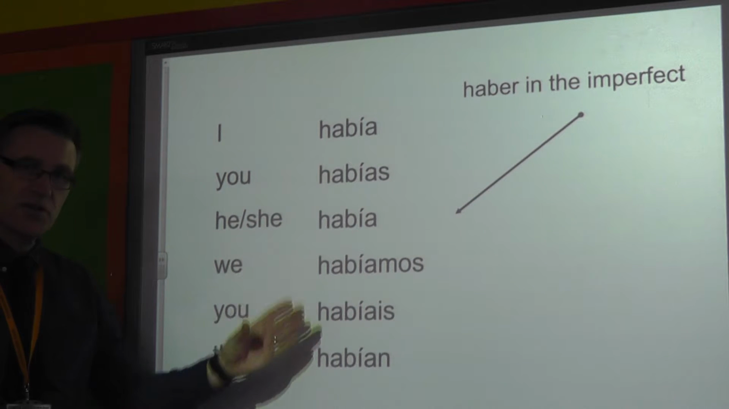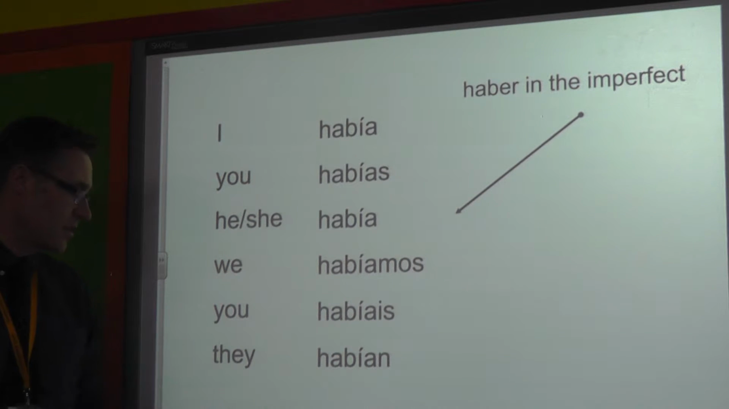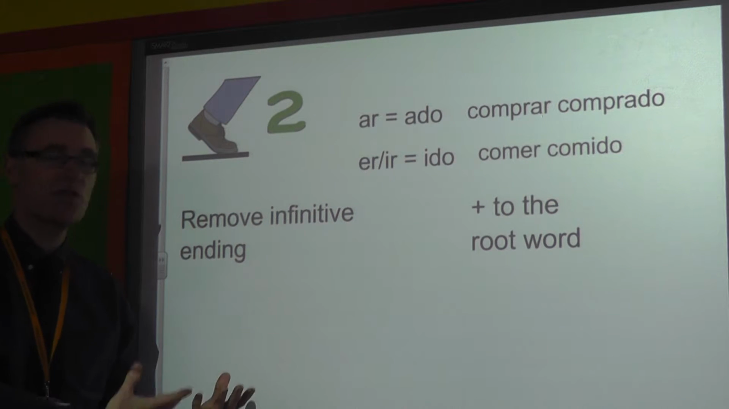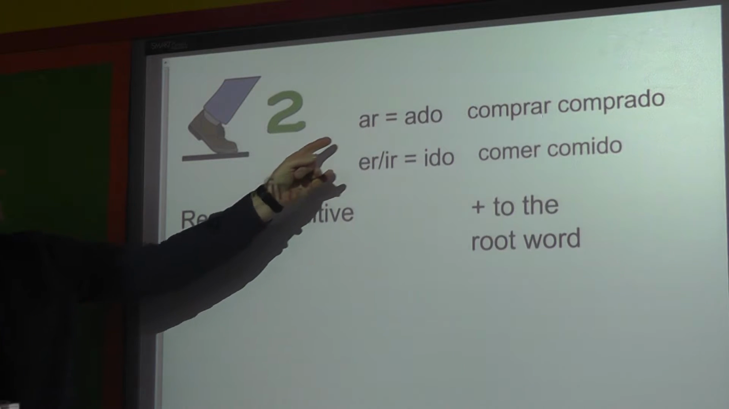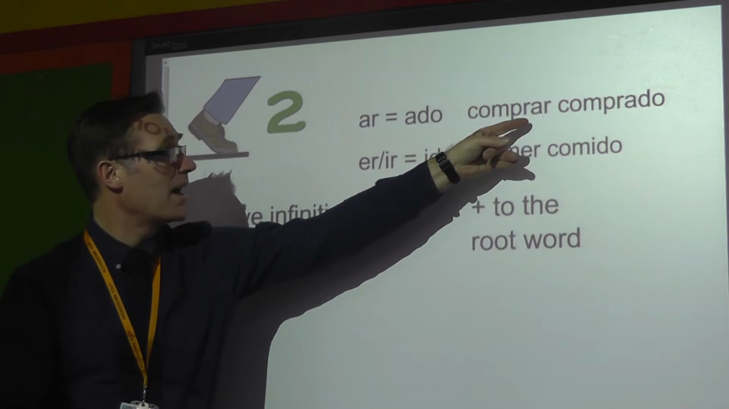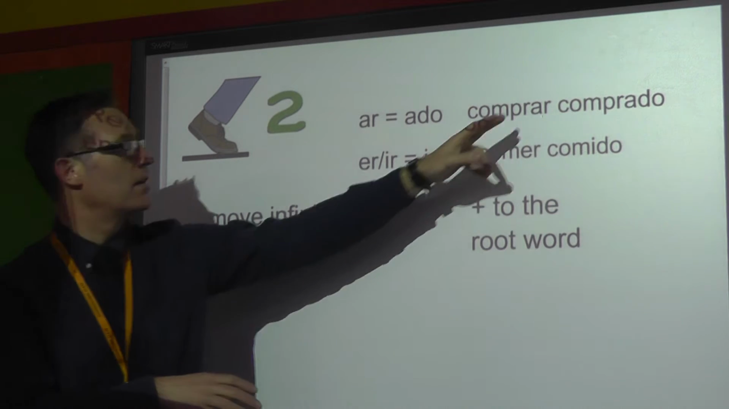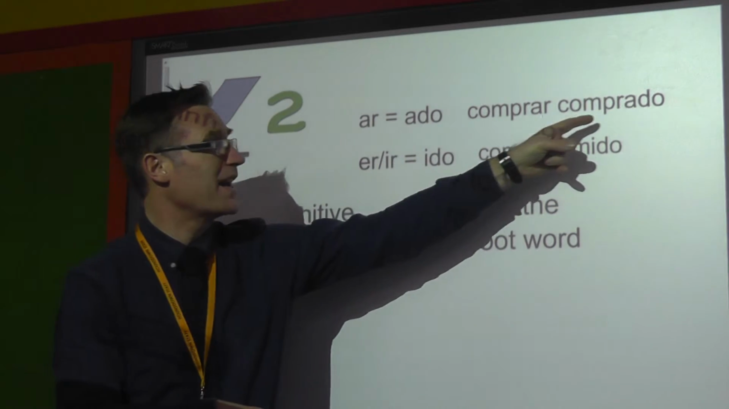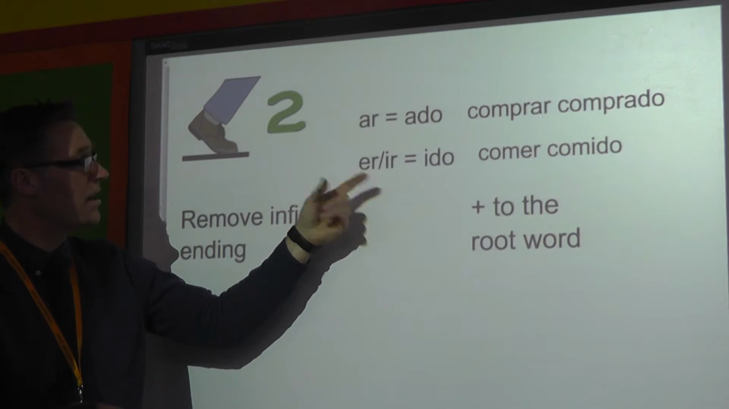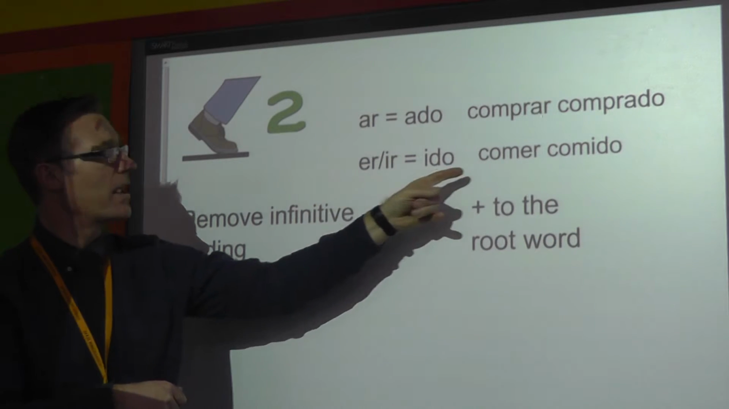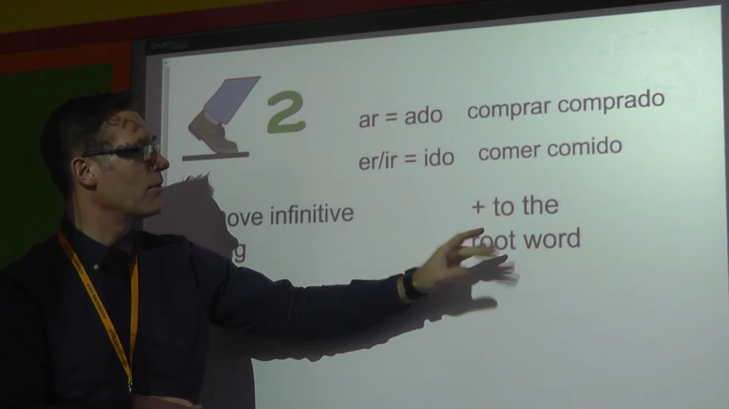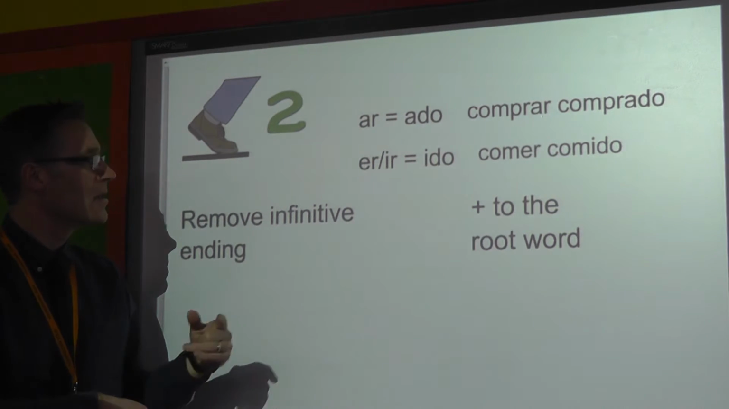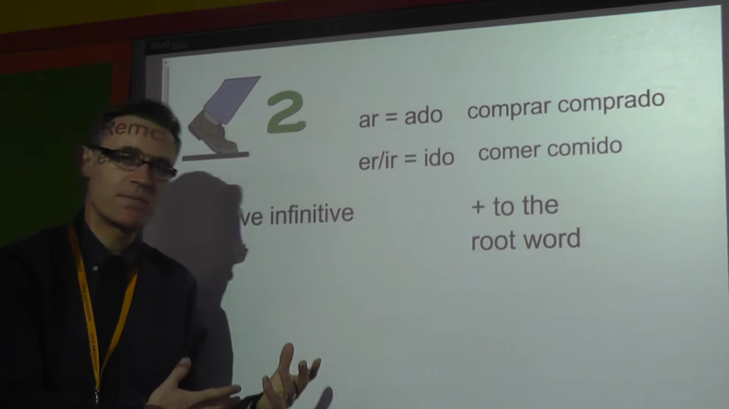Okay, so that's the auxiliary part, that's our supporting role. Now we've got to find the past participle, just like the perfect tense. If it's an AR verb, comprar, for example, we're removing the infinitive ending and we're adding ado. So it becomes comprado, bought. Or if it's an ER verb or IR verb, we take away the ending and we get our root, which will be com, and add ido, comido, eaten. So that's how we form the past participle.